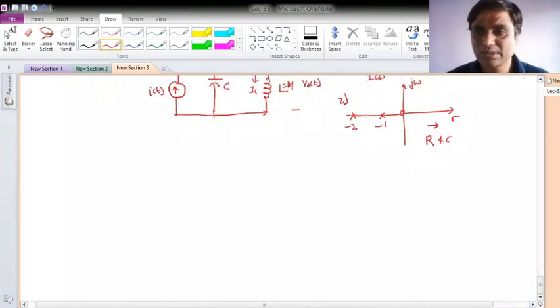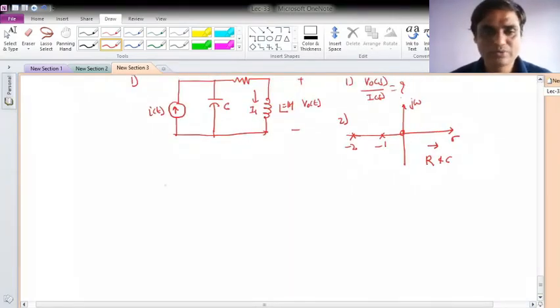Okay, so let us do it. To find the transfer impedance V0(s) upon I(s), what can be done? First, let me calculate this I1(s).